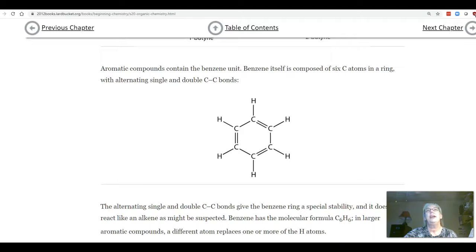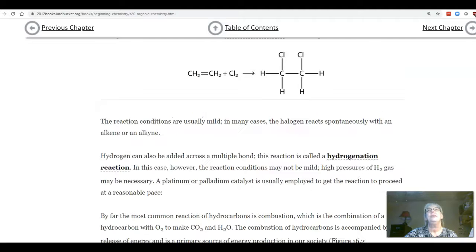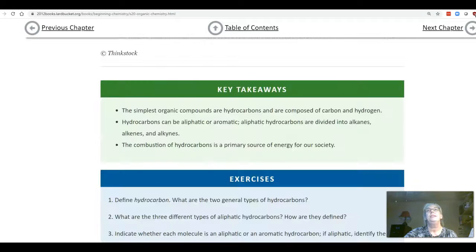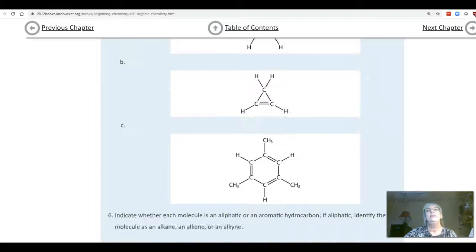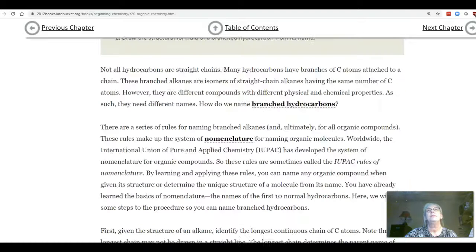And this is an aromatic. It's a ring structure, so there's ring structures that are important in organic. And so this is an introduction to organic chemistry. There's some reactions here that are important. So take a look at these sample problems and make sure you can do those problems.